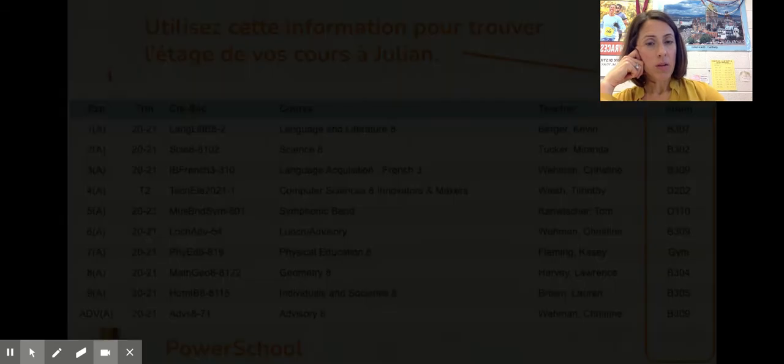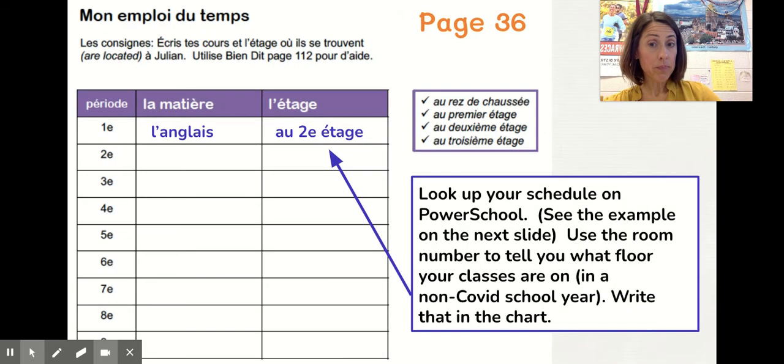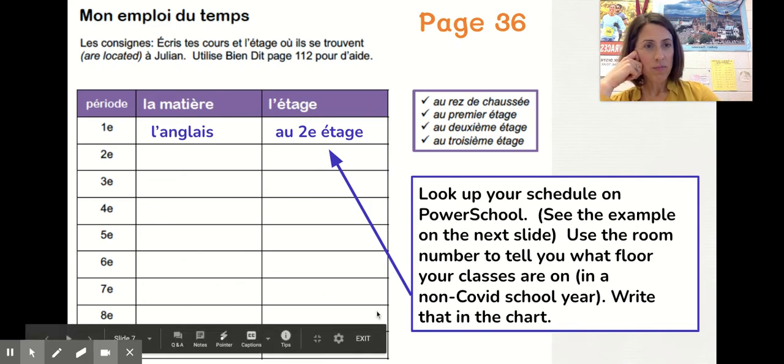Let's look at an example on this one. So I just looked up a random student schedule, and this is what it looks like. And so what you need to do to complete the étage column is go over here to the room numbers. So for example, anglais avec Monsieur Berger dans la salle B307. That would be au deuxième étage, n'est-ce pas? What would be our third floor for them would be le deuxième étage. Okay, so you're just going to fill out your schedule.